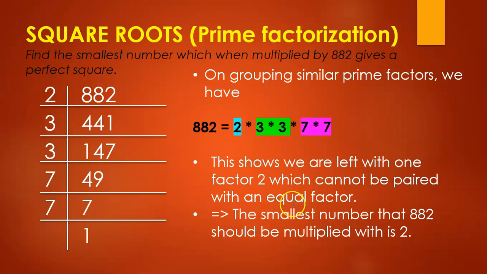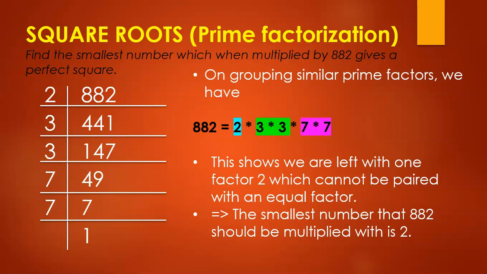So that implies that the smallest number that 882 should be multiplied with is 2, because once you have 2 on both sides, you get a perfect square, and that's what they're looking for. So your answer is 2.